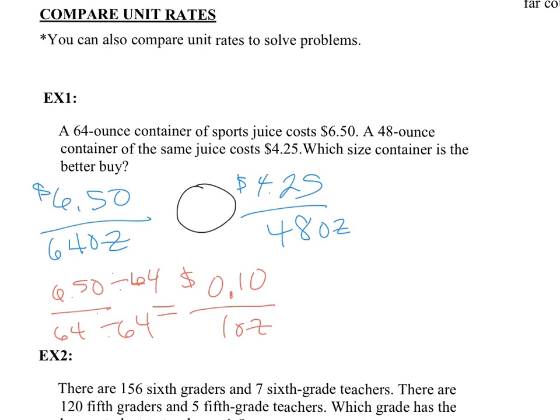And then we would do the same thing with the 4.25. We divide that by 48, and then we divide the 48 by 48 as well. And we end up with 0.08 over 1 ounce. So now when I'm comparing them, I notice that 10 cents is more than 8 cents. So then my final solution would be that $6.50 for 64 ounces is greater than the $4.25 for 48 ounces.